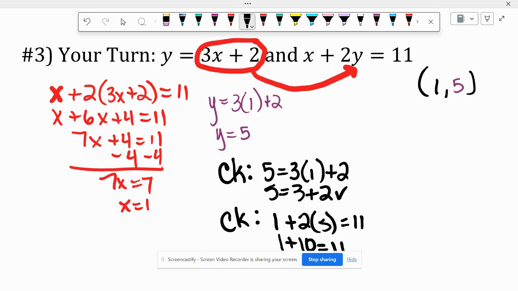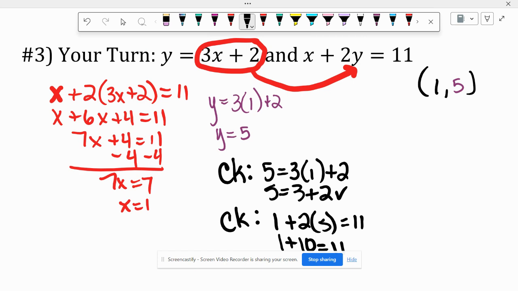X equals 1. So I'm going to take the fact that x equals 1, and I'm going to plug that into my first equation. Y equals 3x plus 2. Y equals 3 times 1 plus 2. Well, 3 times 1 is 3, and 3 plus 2 is 5. So y equals 5. So my solution is the ordered pair 1, 5, and then I checked it. So y, which is 5, equals 3 times x, 3 times 1 plus 2. Well, 3 times 1 is 3, 3 plus 2 is 5, so that works.